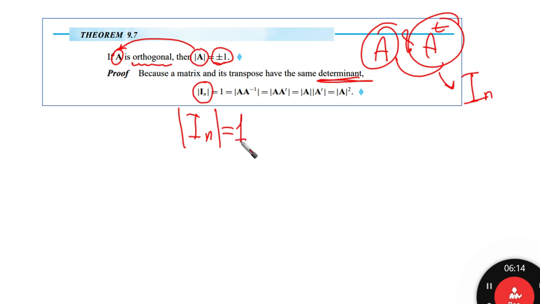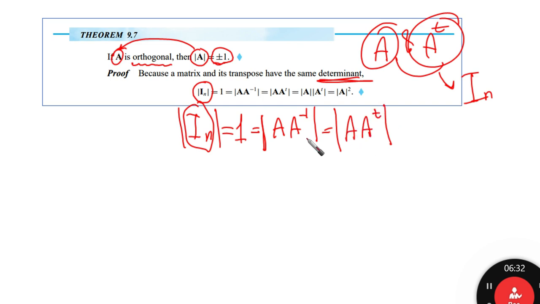Exactly 1. And it equals this, as we mentioned before: A times A inverse equals the identity matrix. Then, because we are orthogonal, it is going to be A times A transpose equal to the identity. This is from the orthogonal matrix definition.